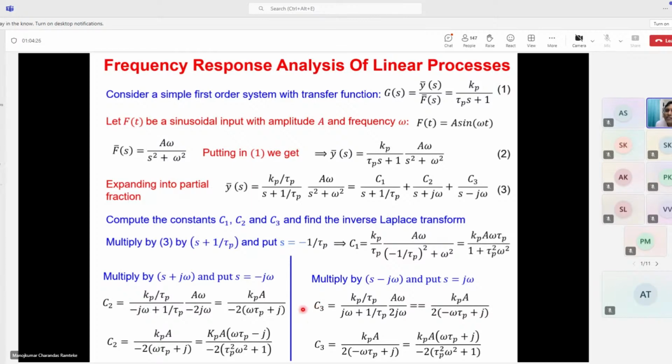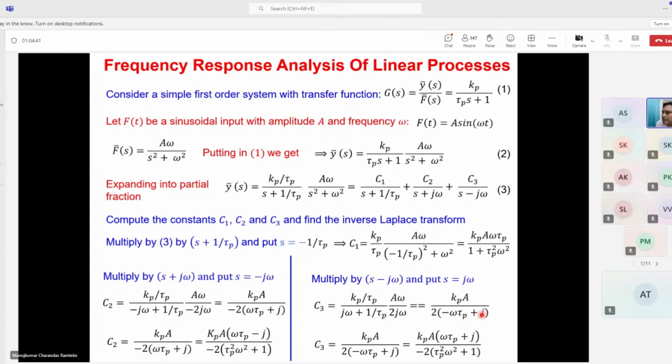Similarly, we can find out C3. In order to find out C3, again we can multiply this equation number 3 by s minus jω, and then we can put s equals jω. With that, again we can find out C3. So C3 comes out to be KPA divided by 2 minus ωτp plus j.